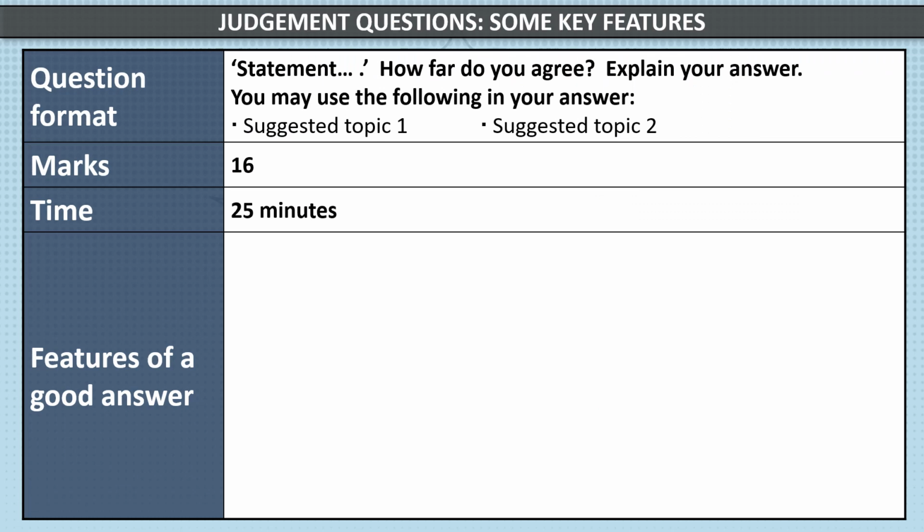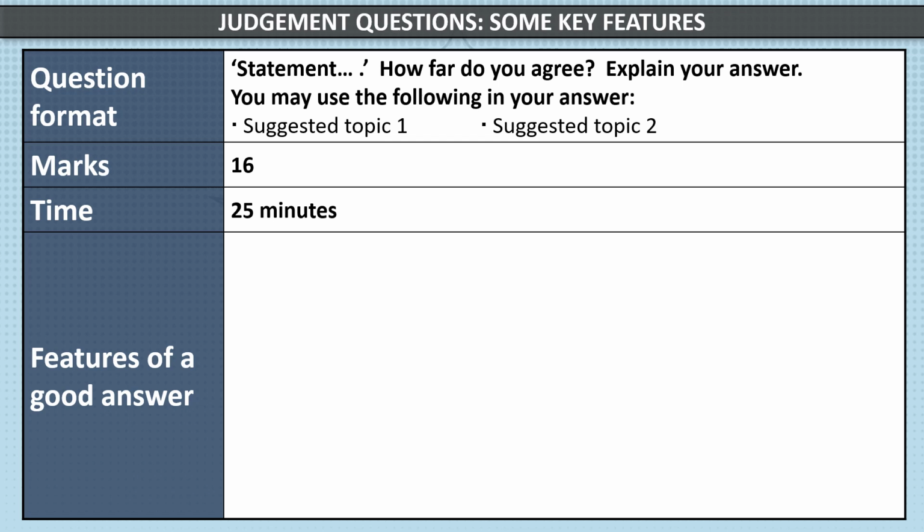First up, let's look at the features of judgment questions. They always come in the same format. The examiner will give you a statement of opinion in inverted commas and ask, how far do you agree? You will be given 2 suggested topics or ideas to write about, but you don't have to write about those if you don't want to. You must have at least 1 point or topic of your own.